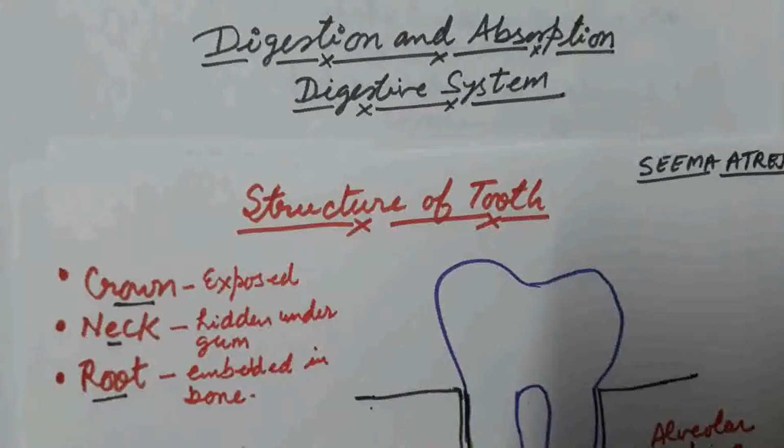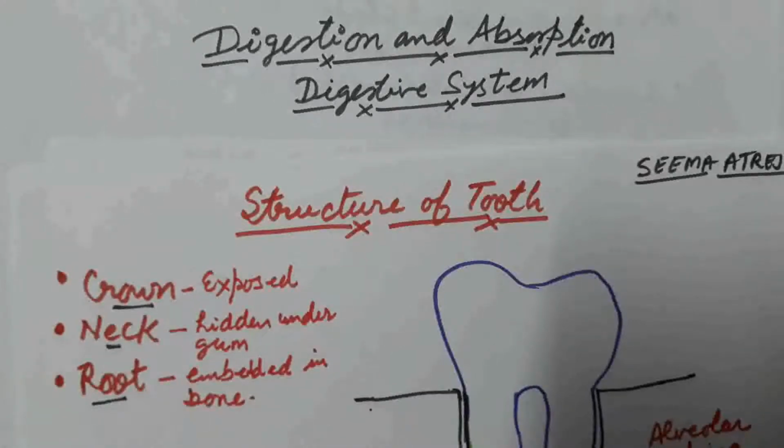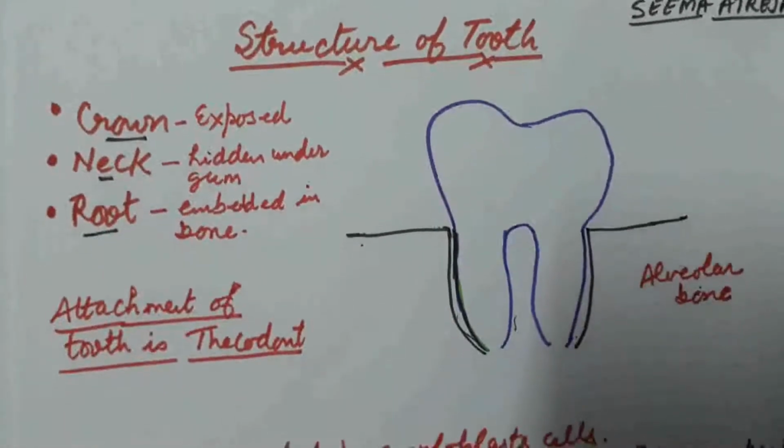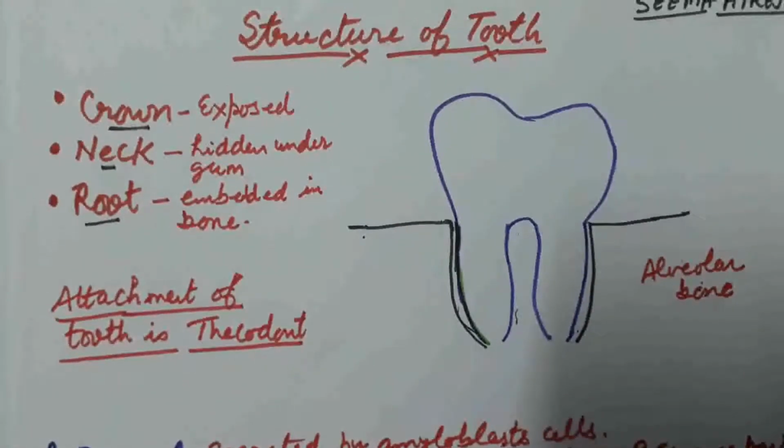Students, in our previous video, we discussed the classification of teeth. In this video, we are going to discuss the structure of a tooth. A tooth consists of three parts: crown, neck, and root.